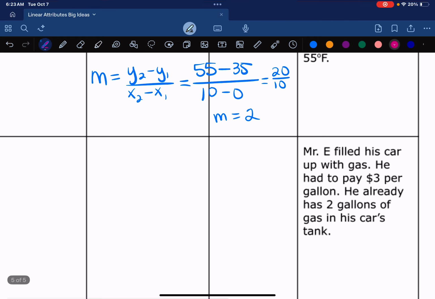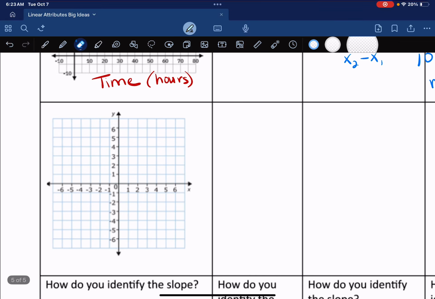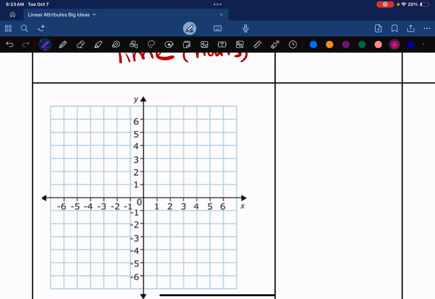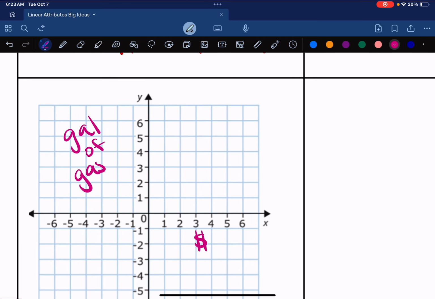All right, let's look at one more example. Mr. E filled up his car with gas. He had to pay $3 per gallon. He already has 2 gallons of gas in his car's tank. So we're going to talk about money and gas, okay? So this is dollars and gallons of gas. Okay, so he starts out, he has to spend $0 and he already has 2 gallons of gas in his car. So when he spends $0, he's got 2 gallons of gas.